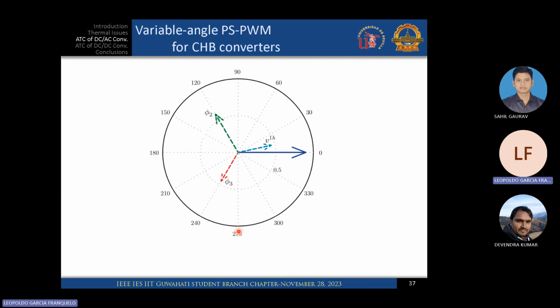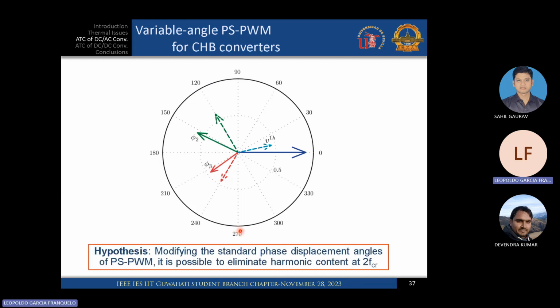So, what can we do? Imagine that instead of using the angles 120 and 240, we change to 5.2 and 5.3. We need to calculate. In this case, the result is 0. As you can see, by changing the angles, we can make the result smaller or even 0. So it's a simple geometrical problem for one harmonic.